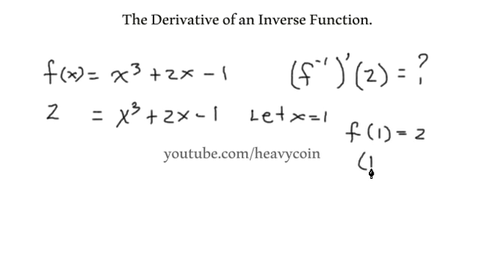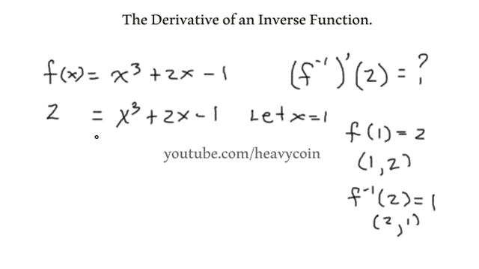Now I'm going to write it as an ordered pair: 1, 2. Put 1 in, get 2 out. Now remember, on the inverse, plugging 2 in, we should get 1 out. Okay? Plugging 2 in, we should get 1 out. Of course, we write that as an ordered pair, 2, 1. So that's what we want to do.